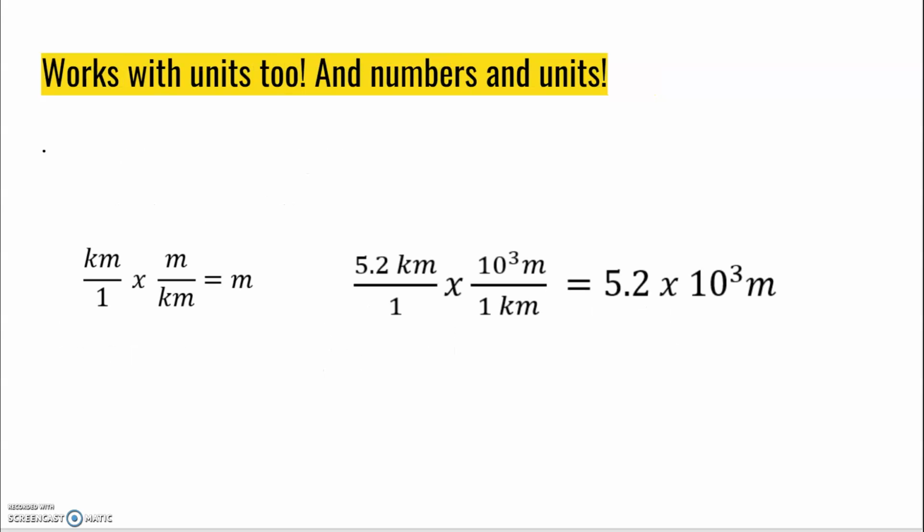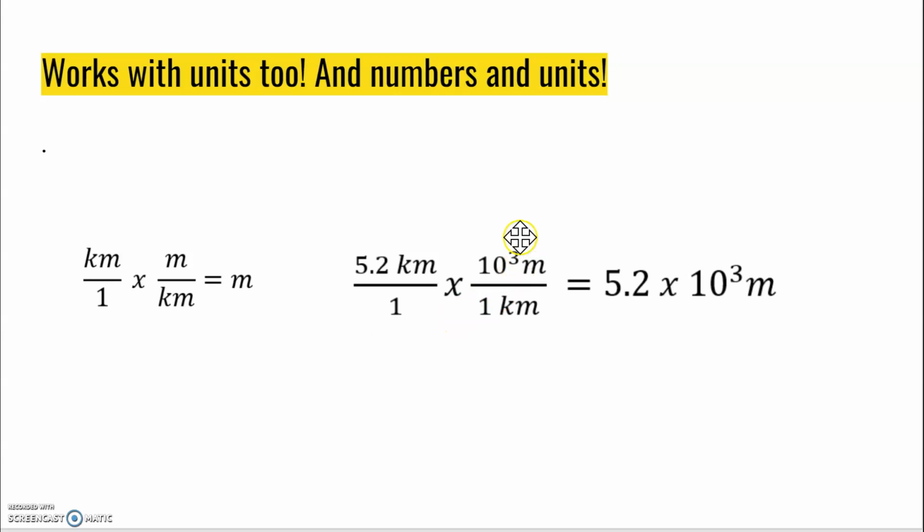This is also true for units. So if I multiply something with units and there is a unit at the top on one fraction and the same unit at the bottom of another fraction, the kilometers here would cancel. And we're going to use that to help us decide if we multiply or divide by 10 to the third. For example, here we are converting 5.2 kilometers into meters.